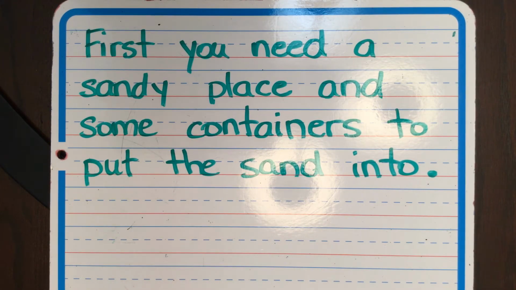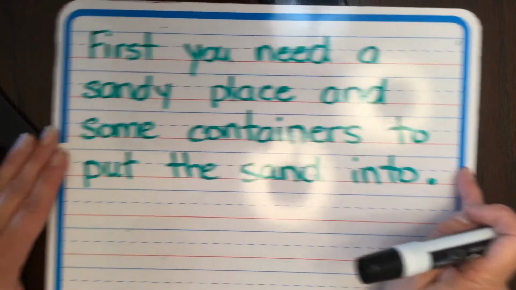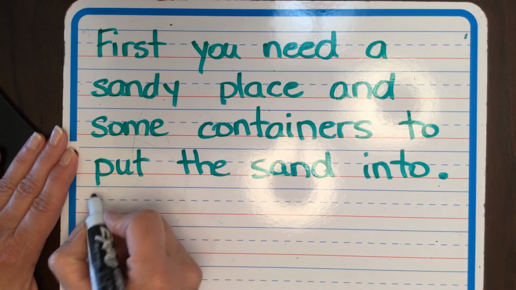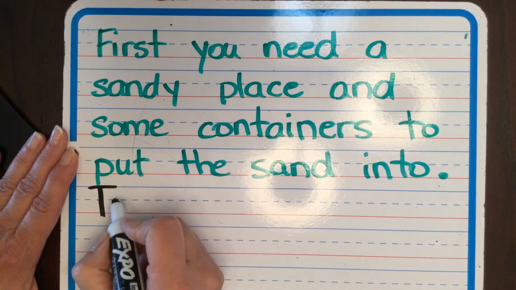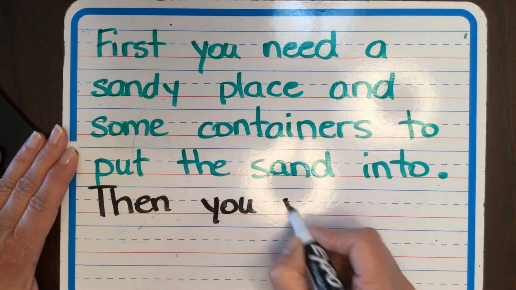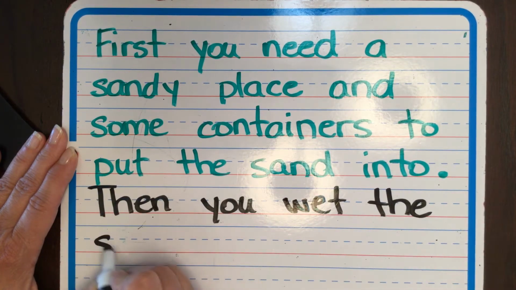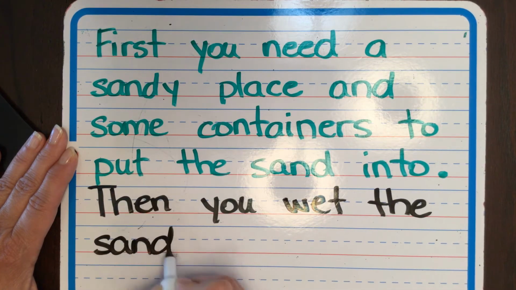My next 2 steps that begin with then and next are going to be the middle of my story. So if I had space, I would put then over here, but I don't have space, so I'm going to put then right here. Capital T, because I'm starting my sentence. Then you wet the sand. Period.